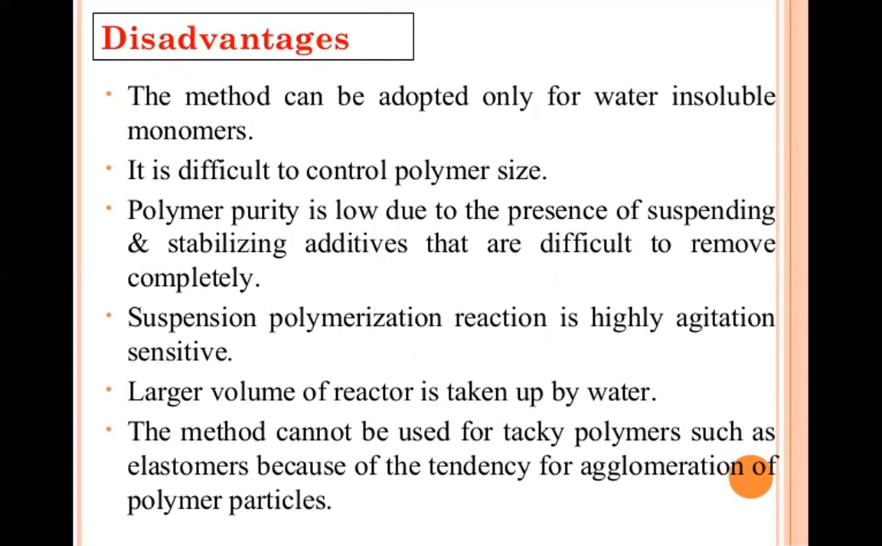It is difficult to control the polymer size. Polymer purity is low due to the presence of suspending and stabilizing additives that are difficult to remove completely. Suspension polymerization reaction is highly agitation sensitive. A large volume of reactants is taken up by water. The method cannot be used for tacky polymers such as elastomers because of the tendency of agglomeration of polymer particles. Agglomeration means coagulation.